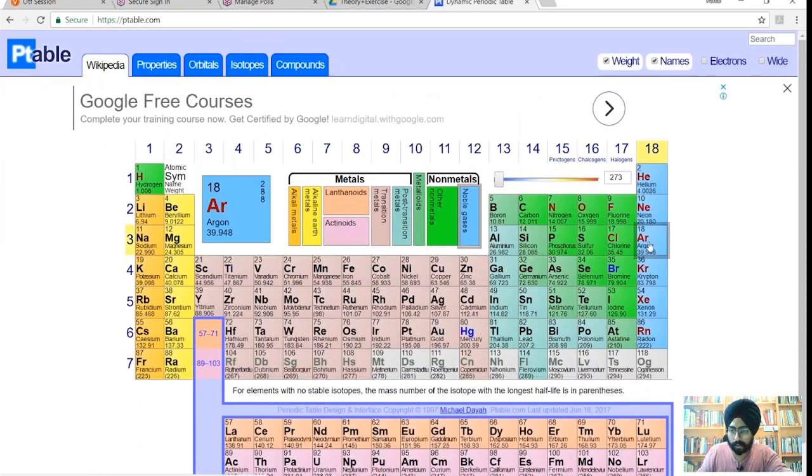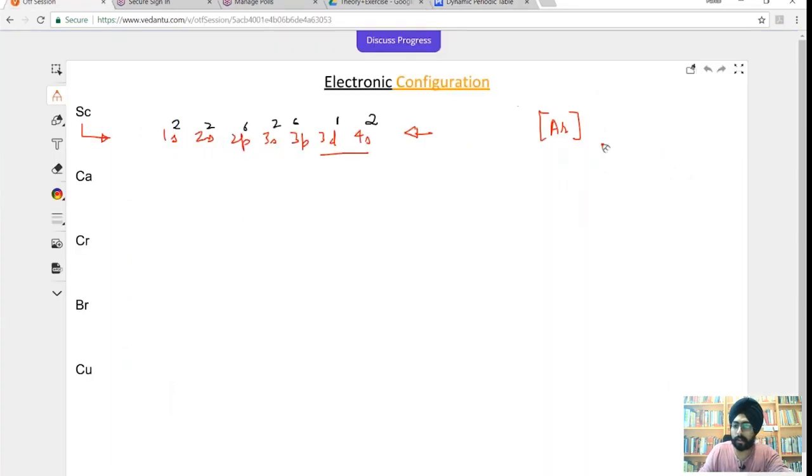Yeah, so you have argon. You have 18 electrons already over there. So the next 1, 2, and 3 electrons are what you have to write. What are those 3 electrons? Those are 3d1 and 4s2. That's it. Got it? So this is another way of writing the electronic configuration in terms of the noble gas. This is just a shorter way to write the electronic configuration.